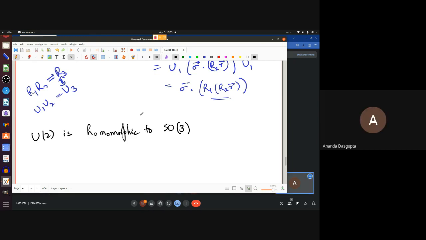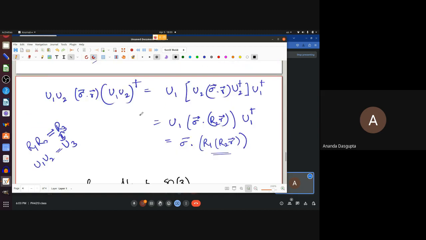Well, many people would say U2 is homomorphic to SO3 simply because U in U2 corresponds to R in SO3, right? The group product is preserved. Remember, I talked about this. The definition of homomorphism changes from author to author. Some people say homomorphism is just group multiplication preservation. That's all you need. Others insist that it has to be an onto map.